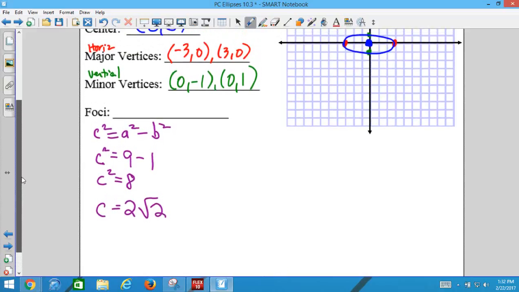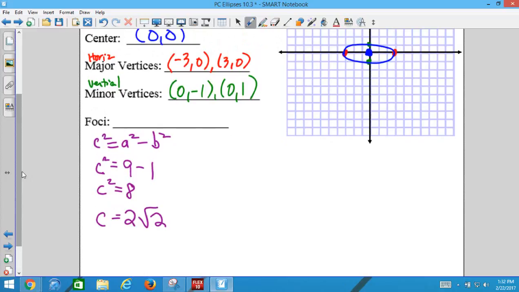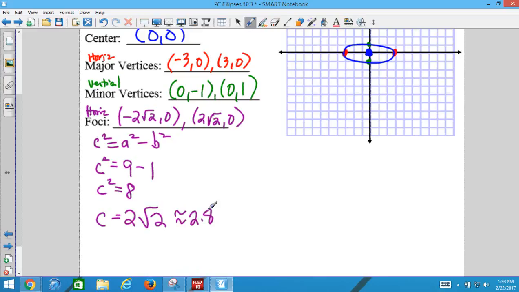So the ordered pairs for these foci, we go on the major axis. Is that going to be horizontal or vertical? It is also horizontal, whatever the major is. From the center, we're going to go out 2 radical 2 in both directions. So we'll have negative 2 radical 2, 0, and positive 2 radical 2, 0. How do I plot that? I need to make it a decimal to plot it. That's the only time I'm going to make it a decimal so I can graph it. In your calculator, somebody's got one out, what's 2 radical 2? 2.8-ish. So from the center, we're going to go out 2.8.